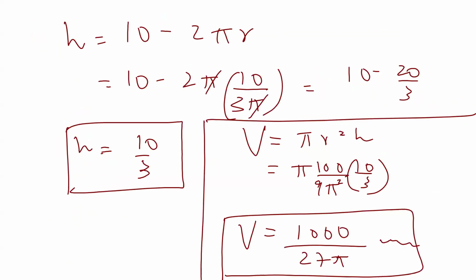Fine. Yes, sir. So I'll take you to the next problem. That is question number 18. Question number 18: Show that the height of an open cylinder of given surface and the greatest volume is equal to the radius of the base.